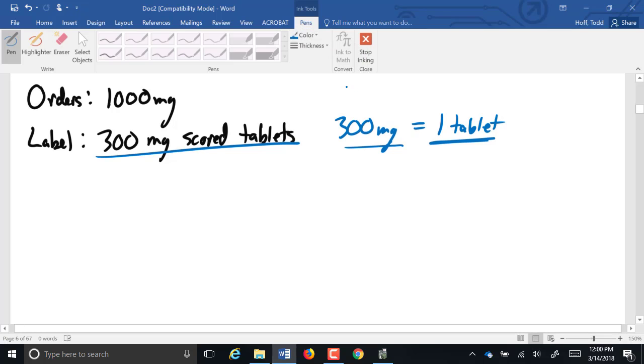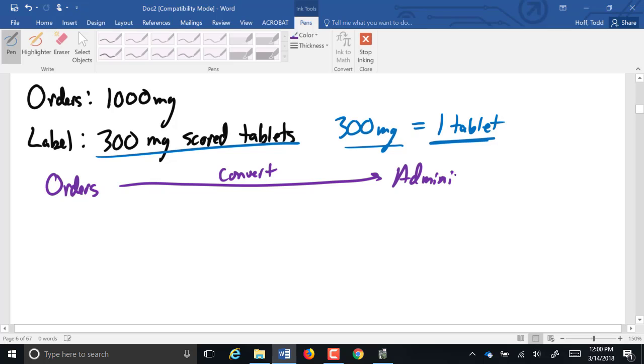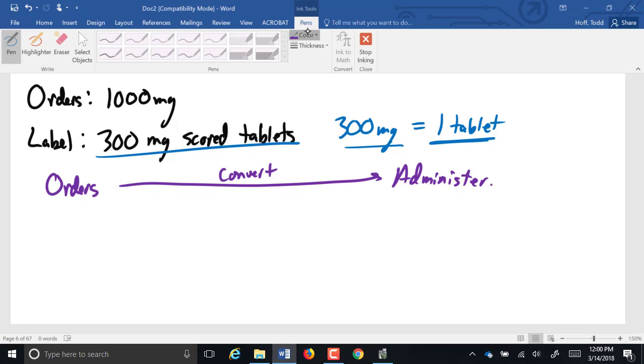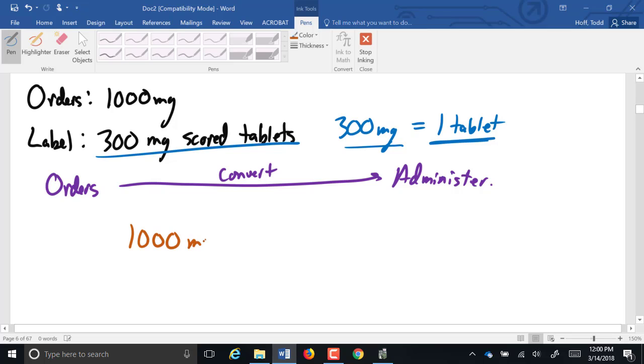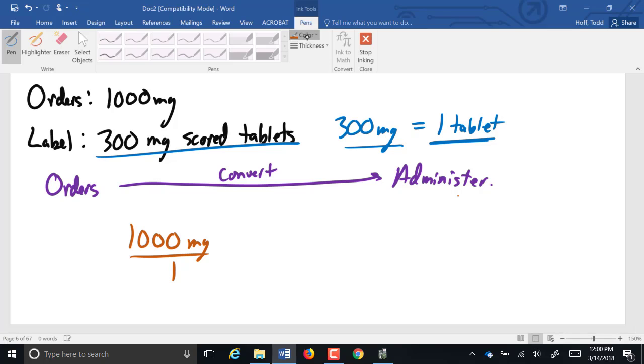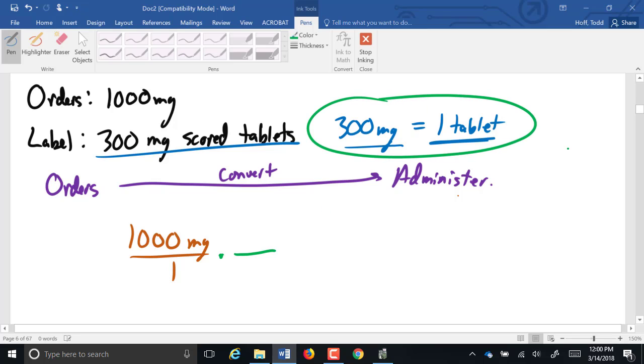Now we're going to start out with the doctor's orders, and we're going to proceed to what we need to administer. And that's how this always works out. We start out with the doctor's orders, and we convert it using that dimensional analysis to what we are going to administer to the patient. So we'll start out here with the doctor's orders of 1,000 milligrams. We make it a fraction by putting it over 1. Our equivalency, 300 milligrams equals 1 tablet.